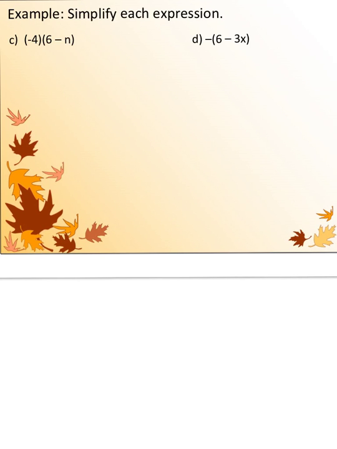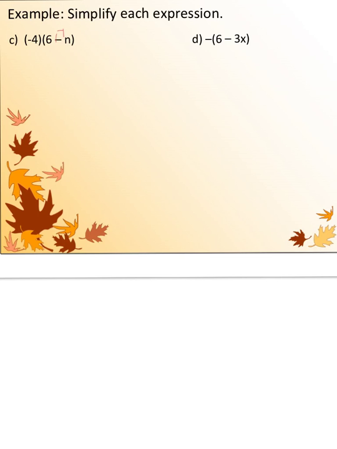Okay, let's look at another one. On example C, again, I see some subtraction, so I'm going to do my keep, change, change. And you can always squeeze in a 1 there in front of that variable, so that way you can definitely see what the coefficient is. You do not have to. It's all on your preference.